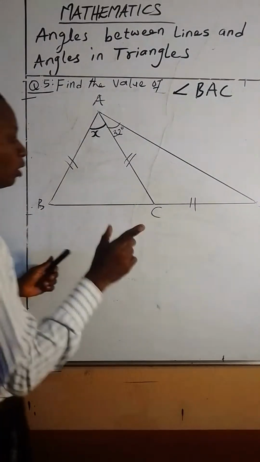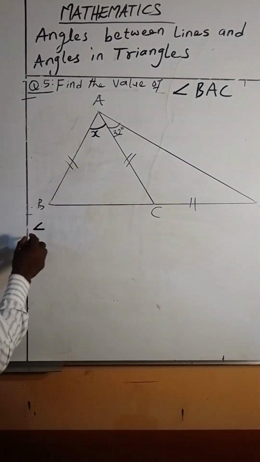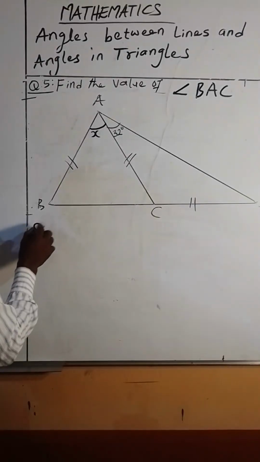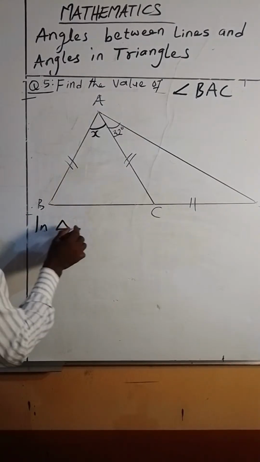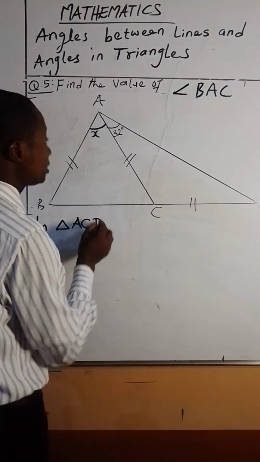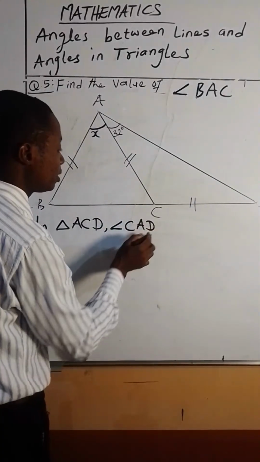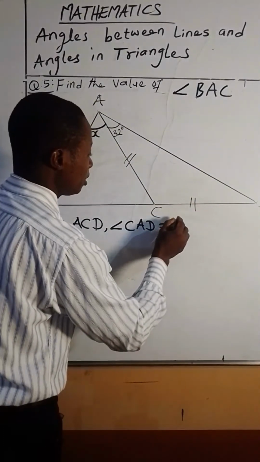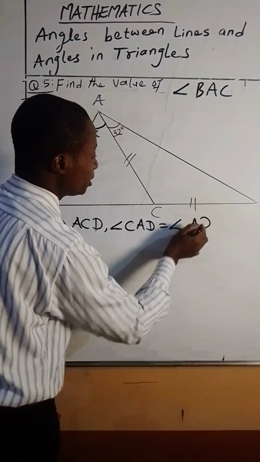So that is the principle upon which we are going to solve this triangle. Okay. So what do we do first? We are going to say, in triangle ACD, angle CAD is equal to angle CDA, or ADC. Let's call it ADC.